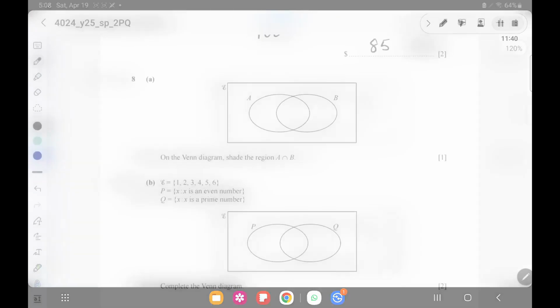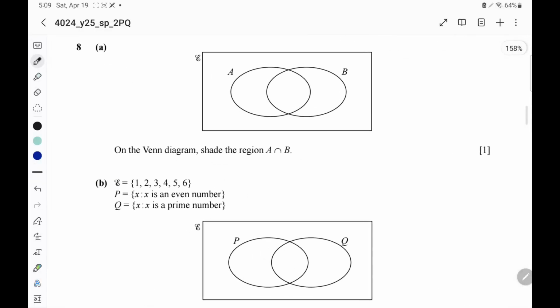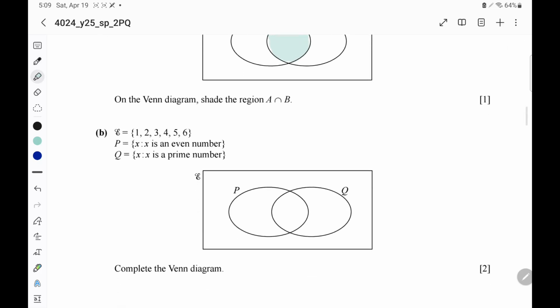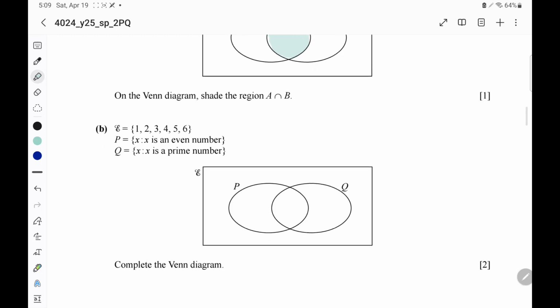Now the next question, question number 8. In question number 8, they are asking us to shade the Venn diagram. Only A intersection B, very easy. So this is the place where A intersection B is, and we can shade it.